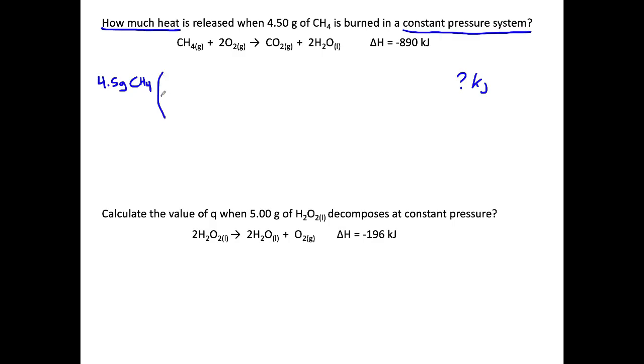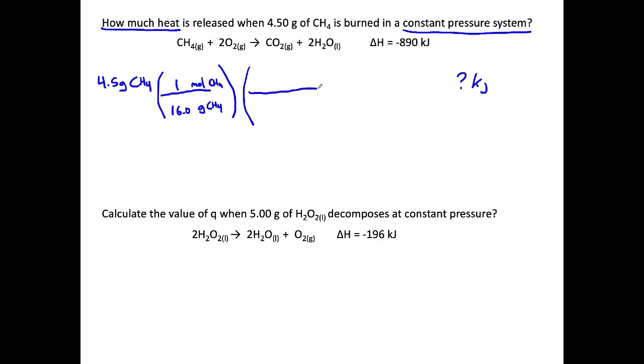So as we start here, we remember that grams doesn't tell us much of anything. And so I'm going to need to go from grams of methane to moles of methane in my first conversion. And to do that, I'm going to use the molar mass. So there's 16 grams of methane in 1 mole of methane.